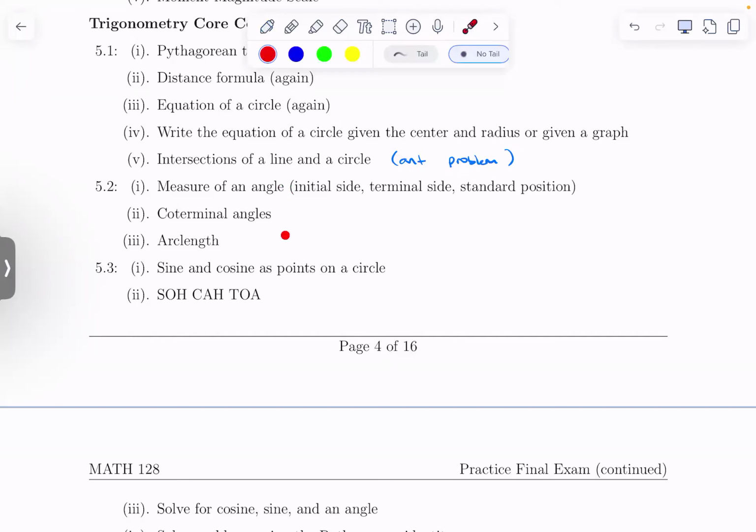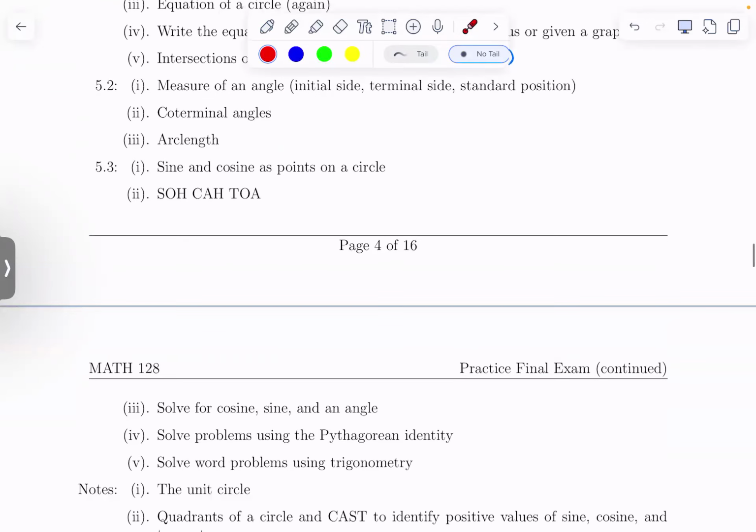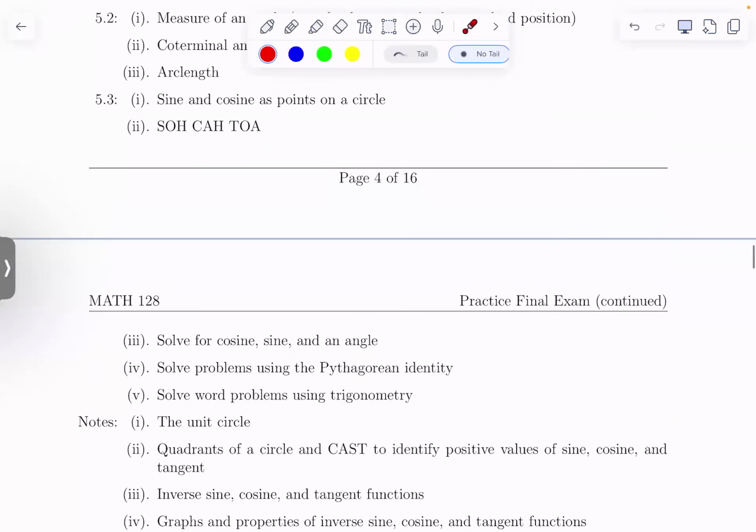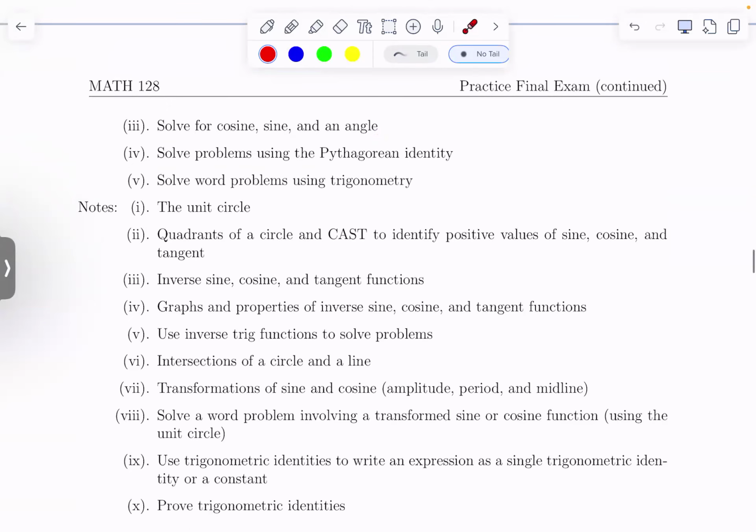And then we talked about angles and terminology and coterminal angles and the arc length. Sine and cosine as points on a circle. SOHCAHTOA, of course, which I have not put on your formula sheet because I feel like you should probably know it. And it's just a mnemonic anyways. Solve for cosine, sine, and an angle. Use the Pythagorean identity to solve problems. Solve word problems using trig.